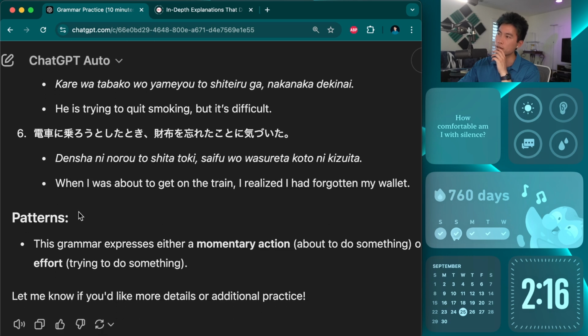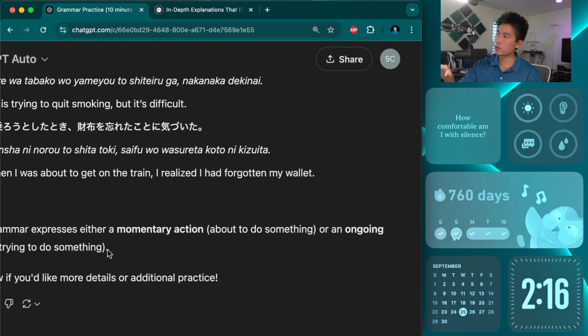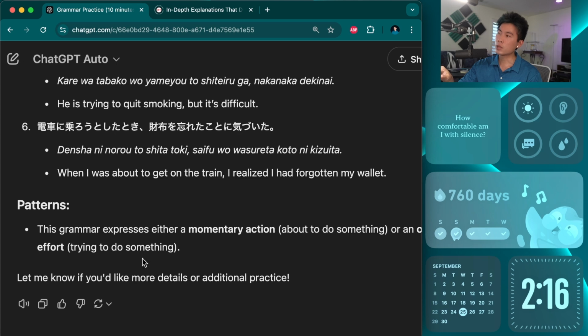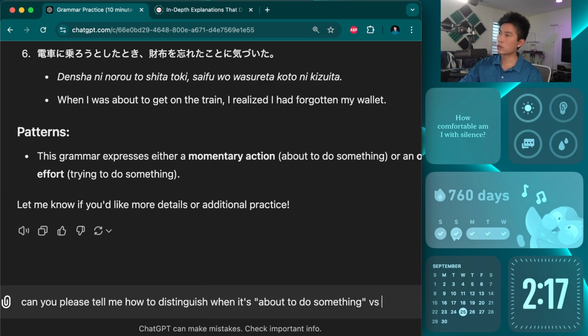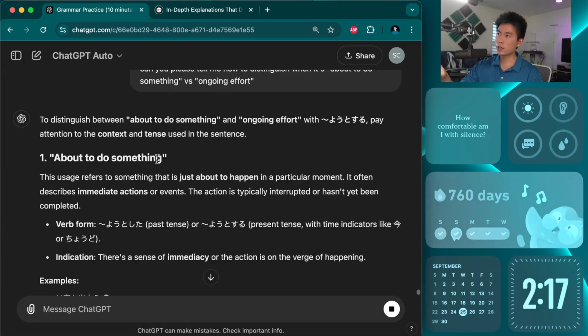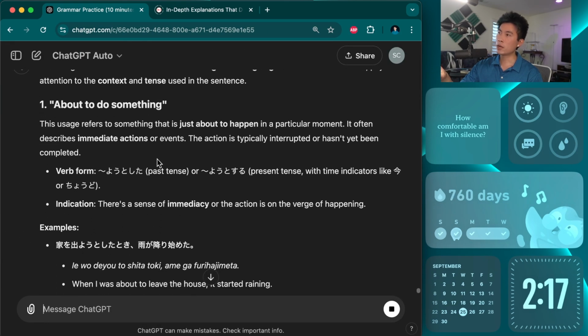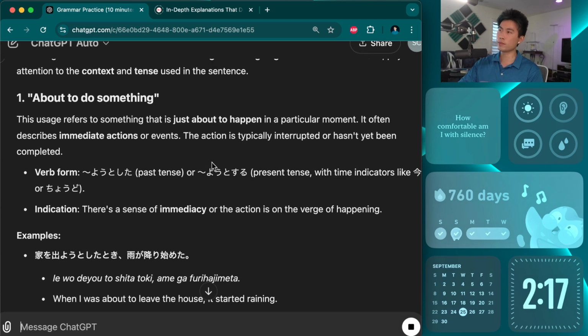Let's keep going. This grammar expresses either a momentary action, about to do something, or an ongoing effort, trying to do something. Let me know if you want more details or additional practice. Can you please distinguish when it's about to do something versus ongoing effort? Pay attention to the context and tense used in the sentence. About to do something: this usage refers to something that is just about to happen. It often describes immediate actions or events. The action is typically interrupted or hasn't been completed. There's a sense of immediacy, or the action is on the verge of happening.